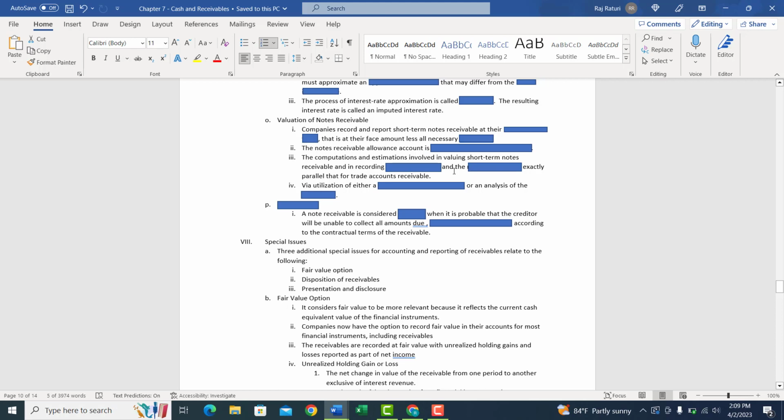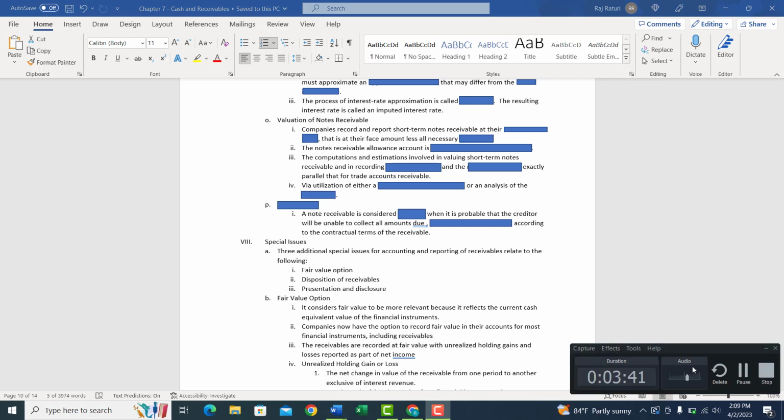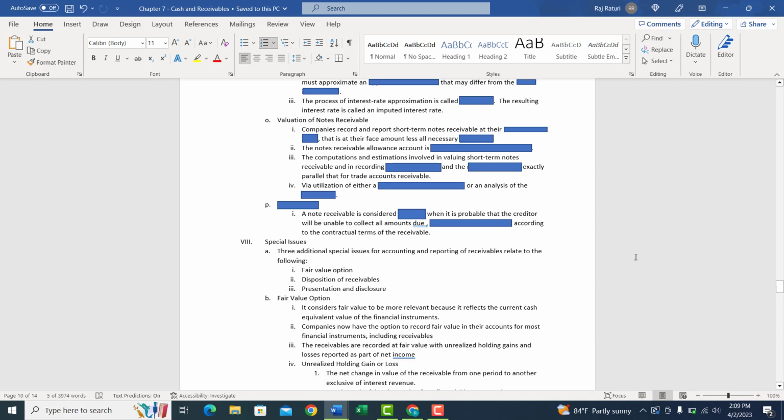are exactly parallel to those for trade accounts receivable, by utilization of either a percentage of sales revenue or an analysis of receivables, just like we did in the last example for the allowance for doubtful accounts. I think this will be something along those lines, but let me double check. This is the approximation, which is not the direct method but the allowance method.